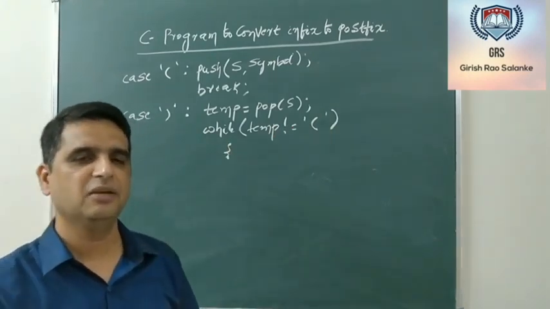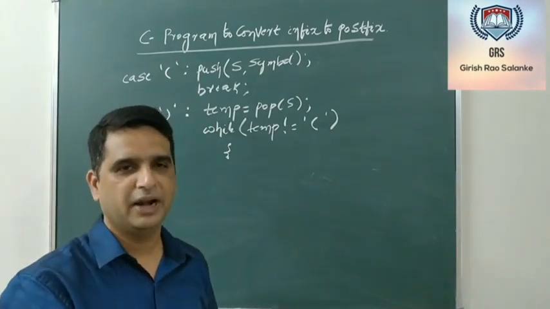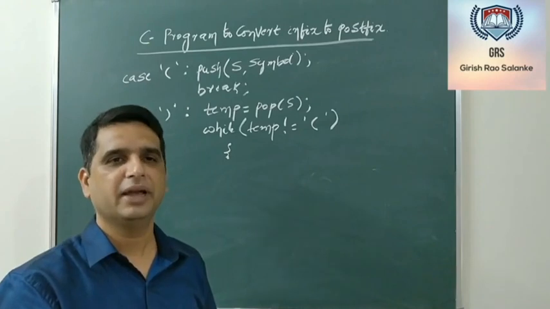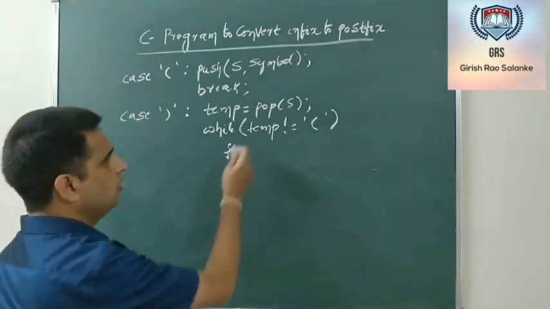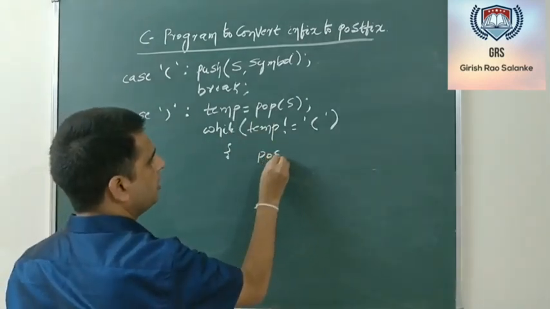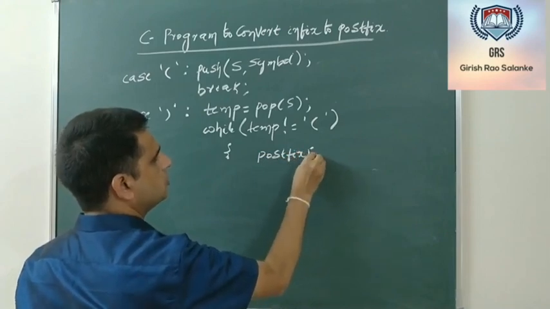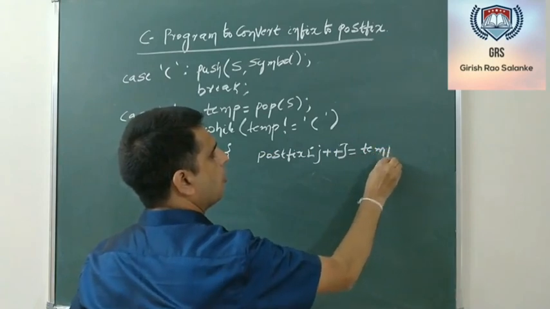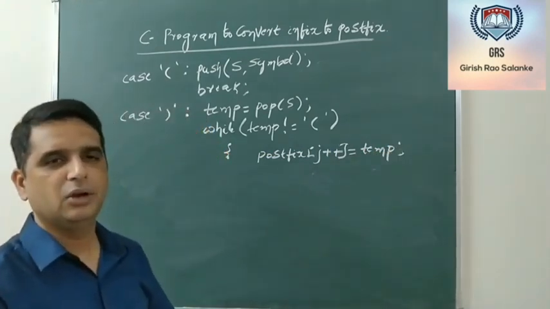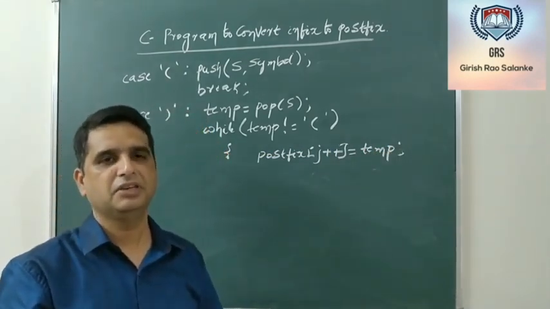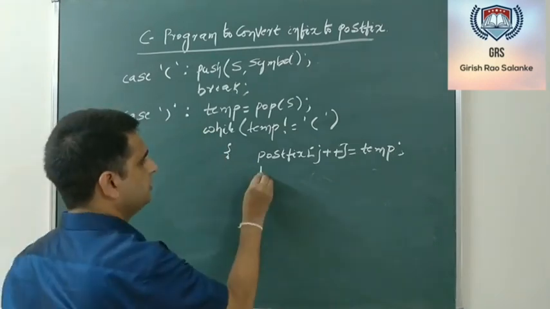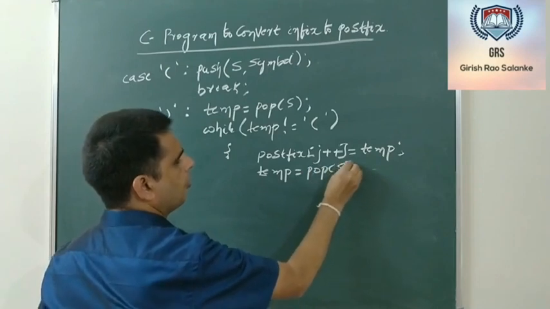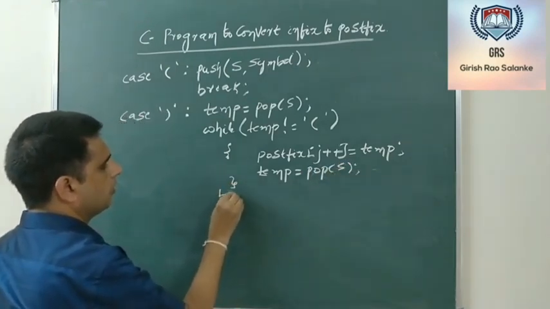In the sense, if the scan symbol is a right parenthesis, pop the content of the stack and place them on the postfix expression until you get a corresponding left parenthesis. So this temp now needs to be stored on the postfix expression, and you need to perform a pop operation repeatedly. So this is temp is equal to pop once again. Break.